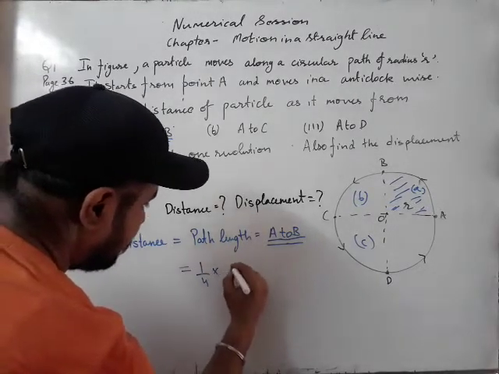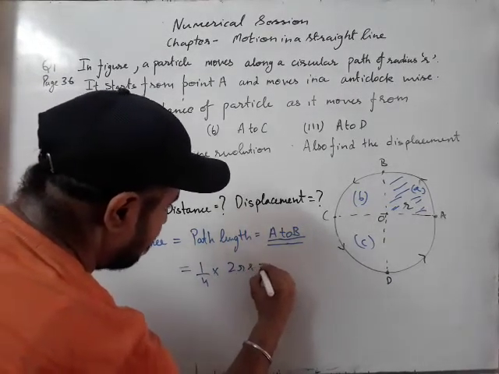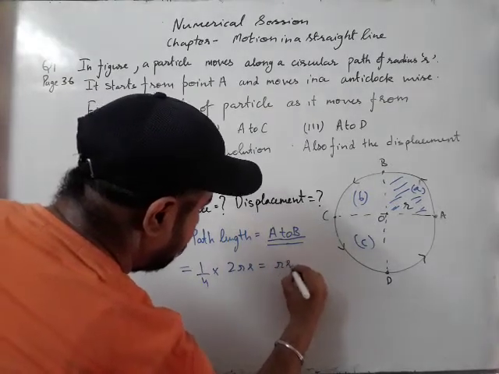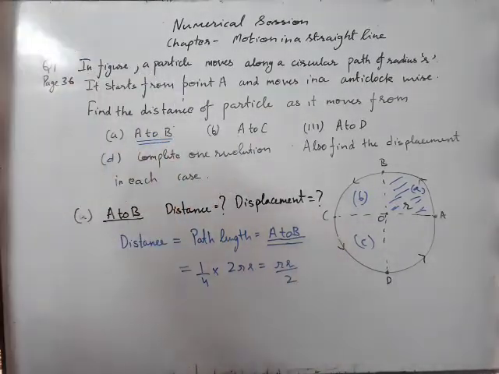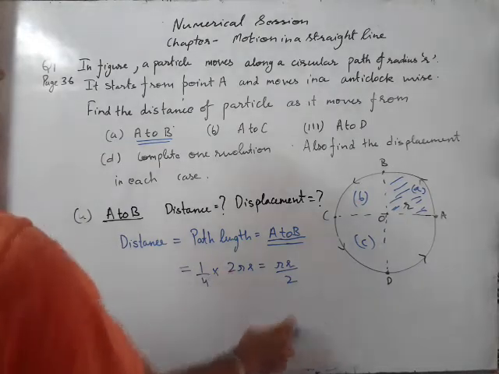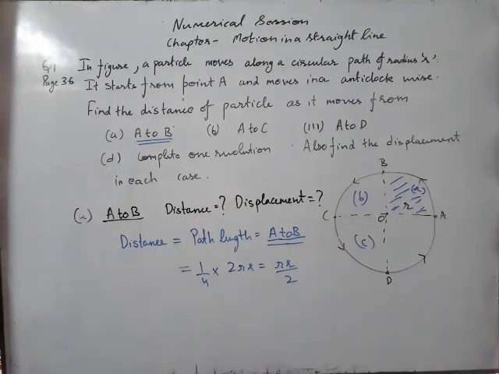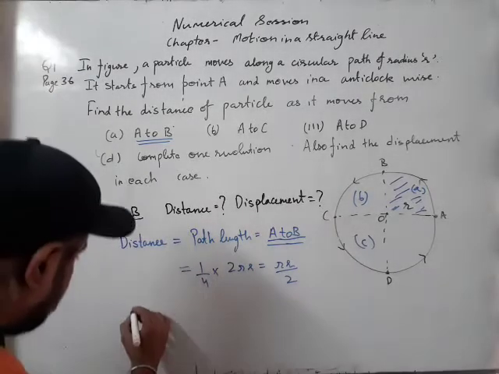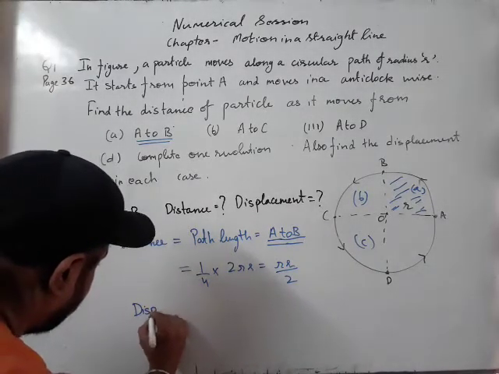1/4 of the circumference. The circumference value is 2 pi r. So our answer will be pi r by 2. Since the units are not mentioned, we cannot write any unit, but its value will be pi r by 2. That is the distance. Second, we will find the displacement now.